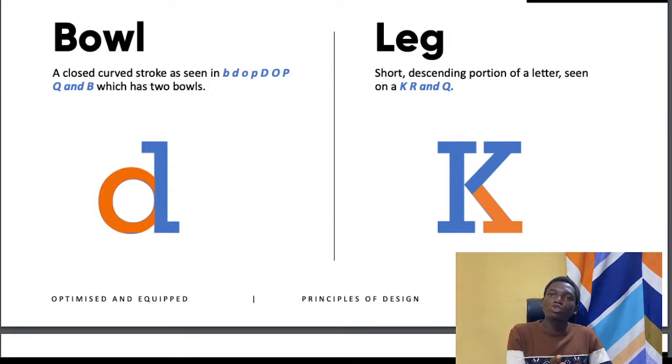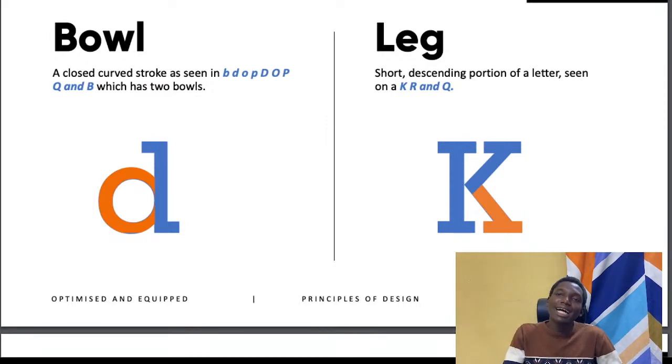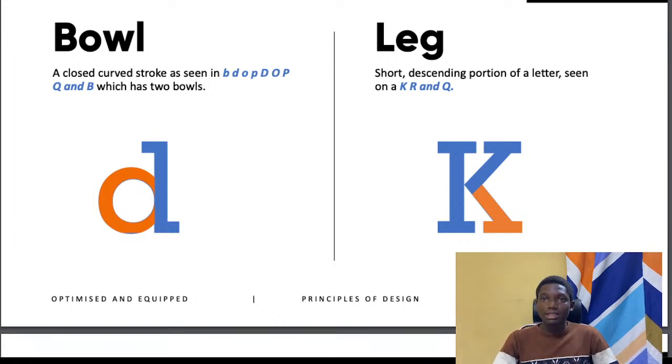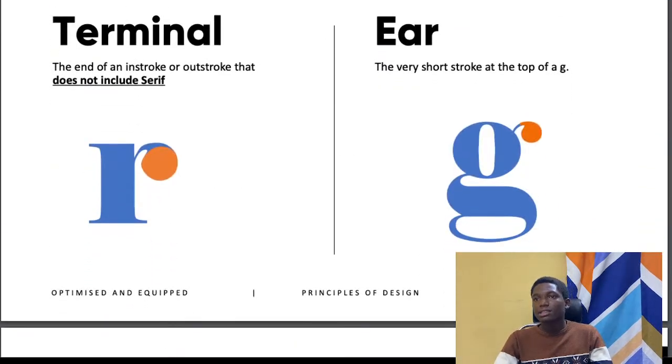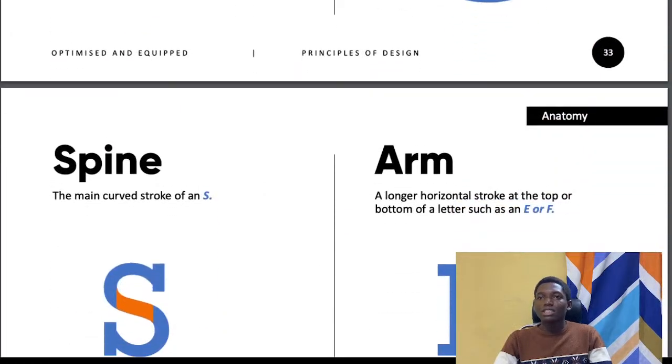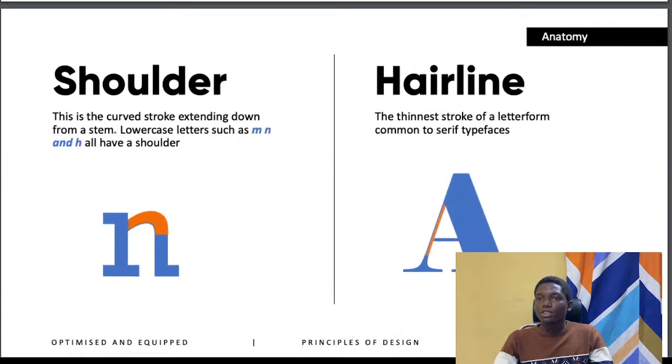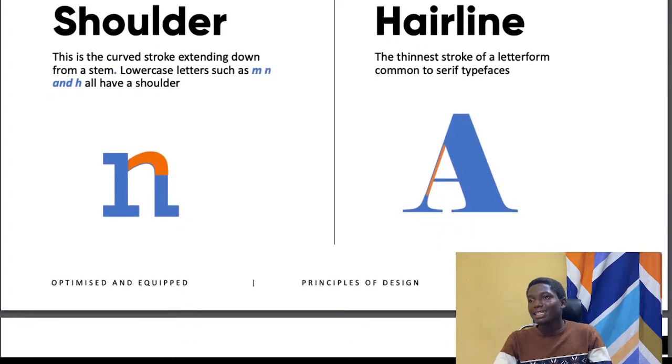And the bowl is for a specific closed stroke added to a particular alphabet. You notice that all these have this kind of rounded stroke, but it is not very radical. There are strokes that you need to understand in typography. You have the terminal and the S. We have the spine and the arms. You have the shoulders and the airlines.